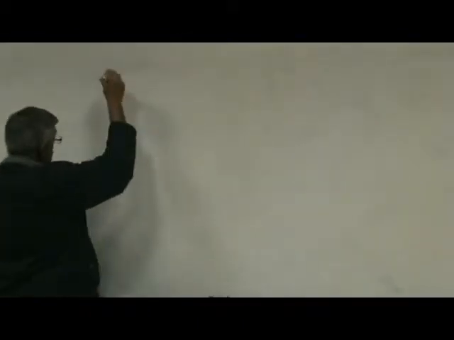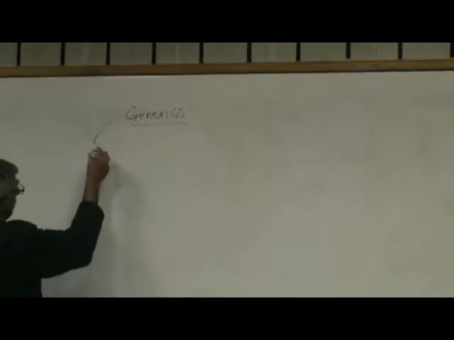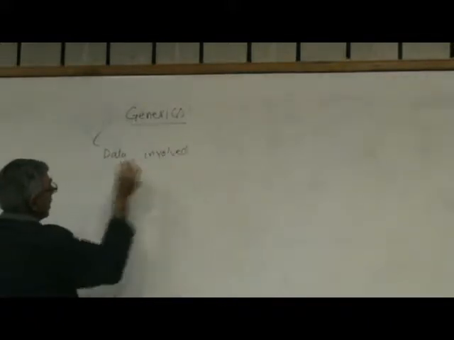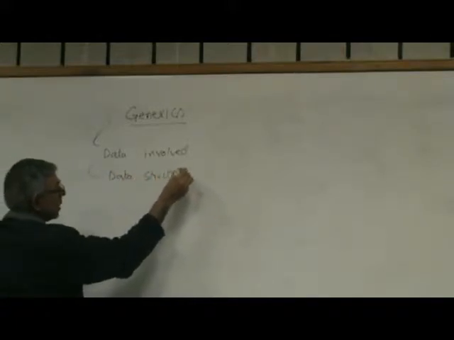Anyway, last time we were taking a look at generics, right? And the key concept, if you remember, was that anytime we need to create code that can be used on different data types, generics make sense. So anytime we have data involved, for example, the classes that deal with data structures.